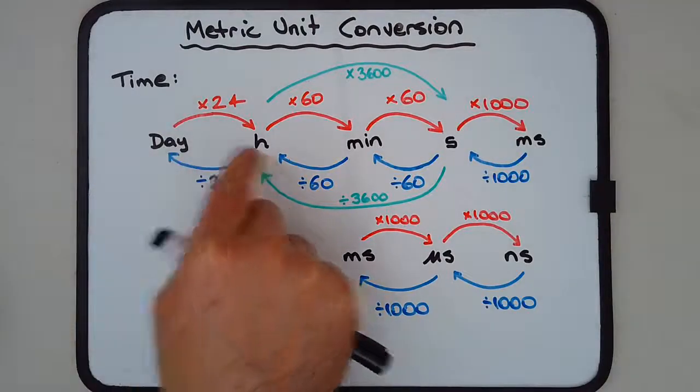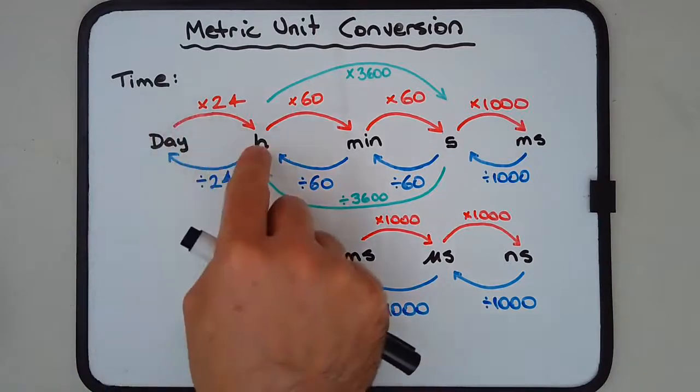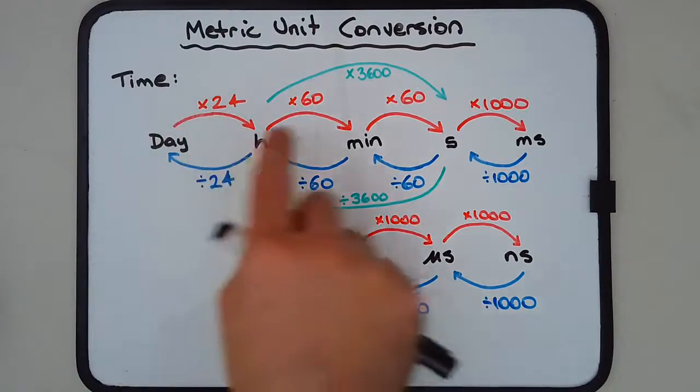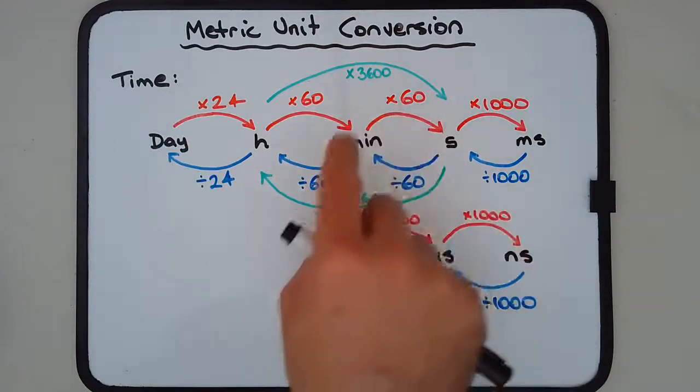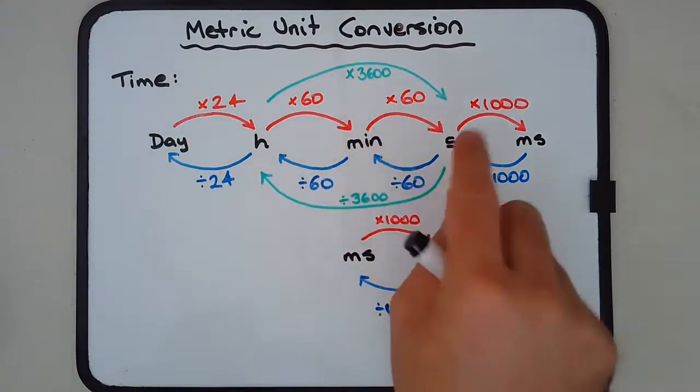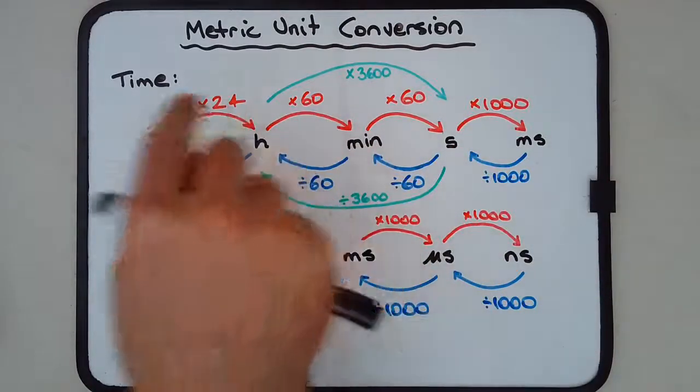Days into hours, we multiply the day by 24. So one day is 24 hours. Hours into minutes, we multiply that by 60. Minutes into seconds, we multiply that by 60. So there's 60 seconds in a minute, 60 minutes in an hour, 24 hours in a day.